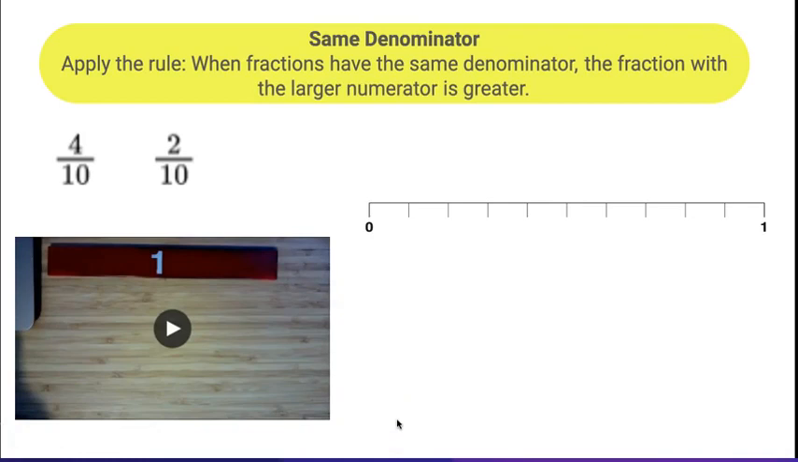I can also show this on the number line. Here is 4/10, and here is 2/10. 4/10 is closer to 1 whole, so 4/10 is greater than 2/10.